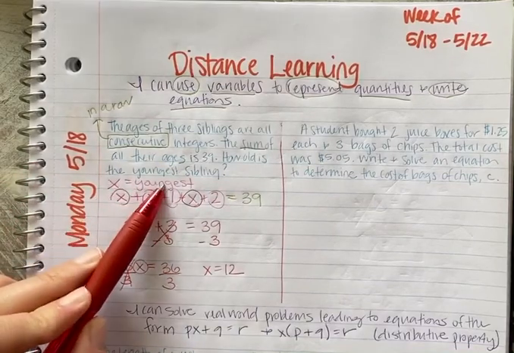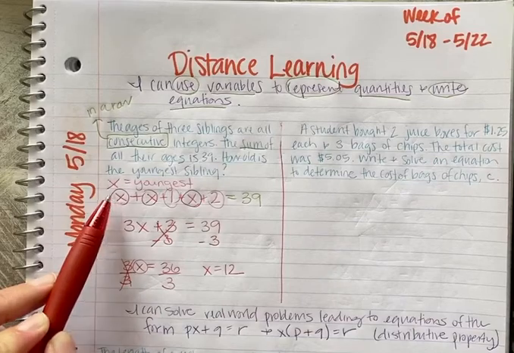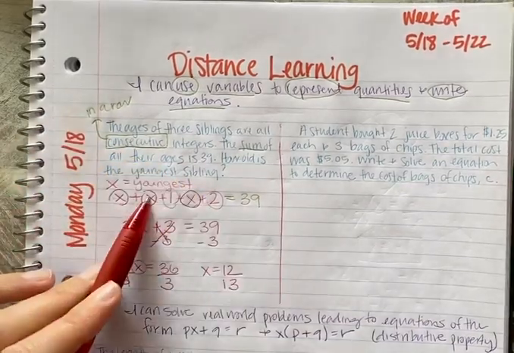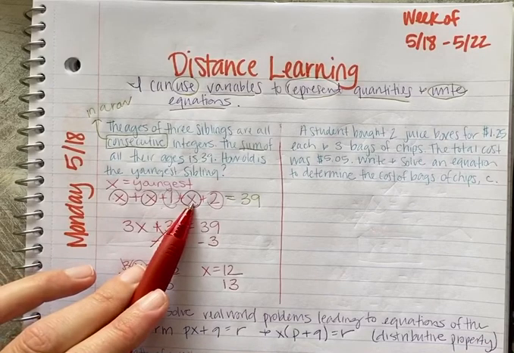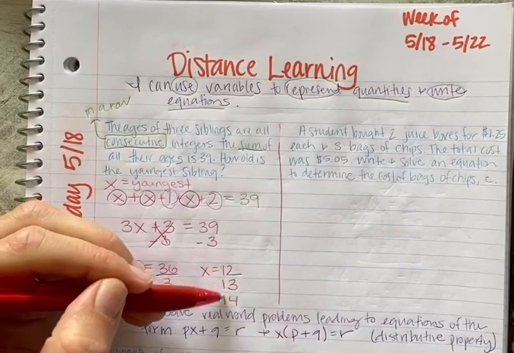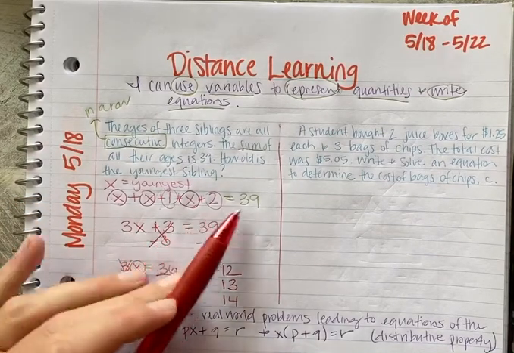So if the youngest child is 12, that means the next child would be 13, which means the next child, 12 plus 2, would have to be 14. Is 12, 13, and 14 consecutive? Yes, they all go in a row.